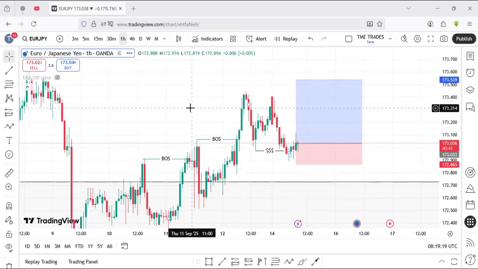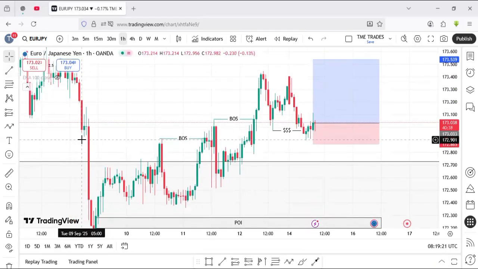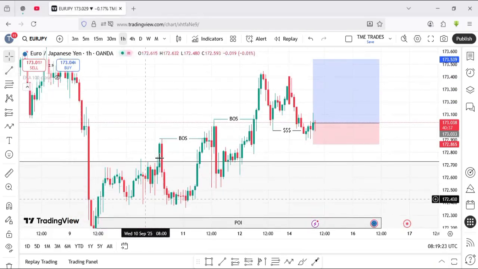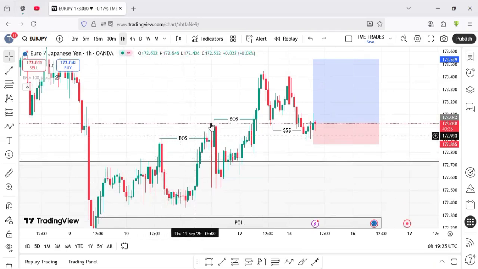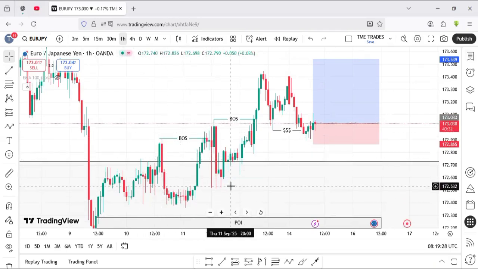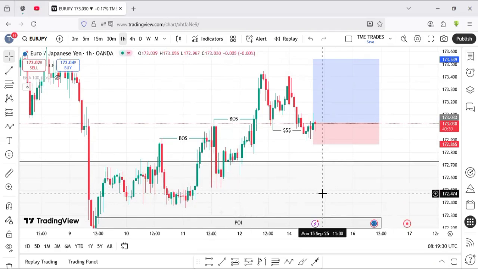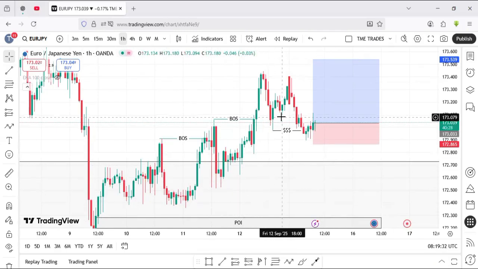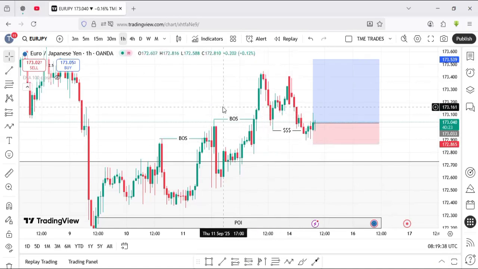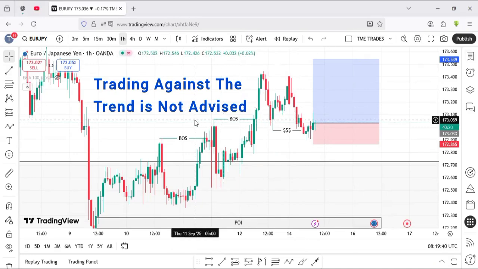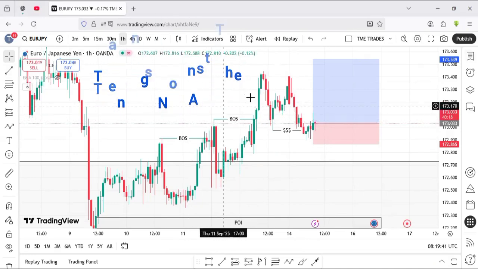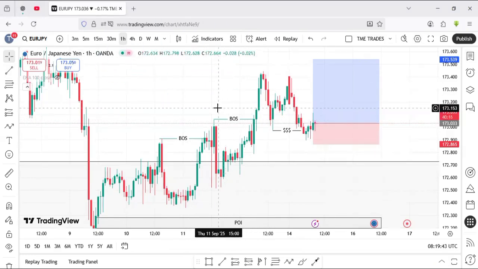Now, looking at this EURJPY we have here, we can see that the market has been creating a series of higher highs and higher lows, which means the market is in an uptrend. And whenever the market is in an uptrend, you look only for buy opportunities because trading against the trend is very, very risky in the market.